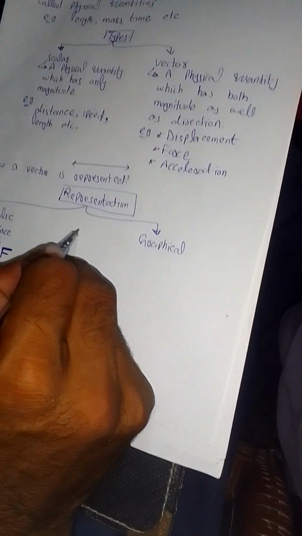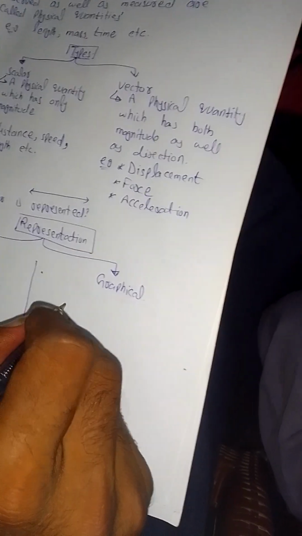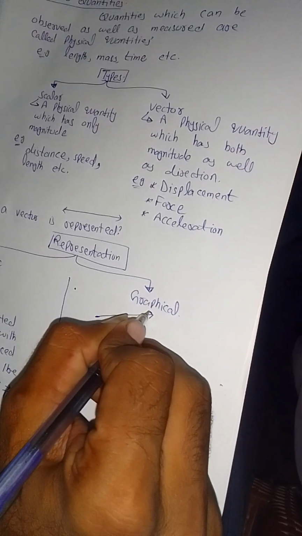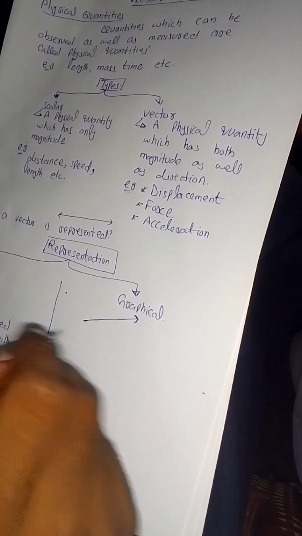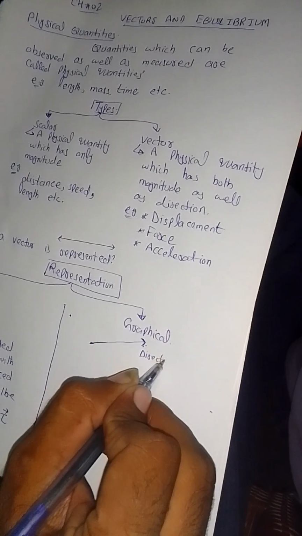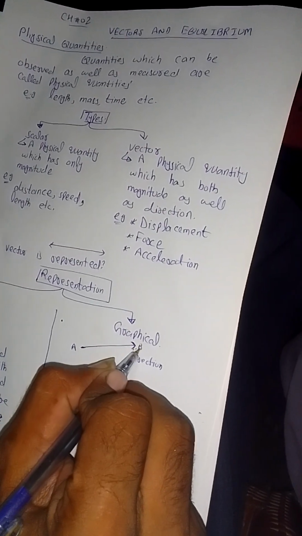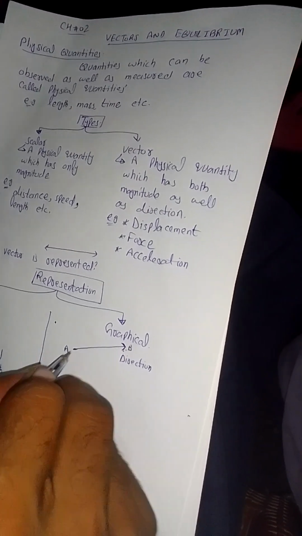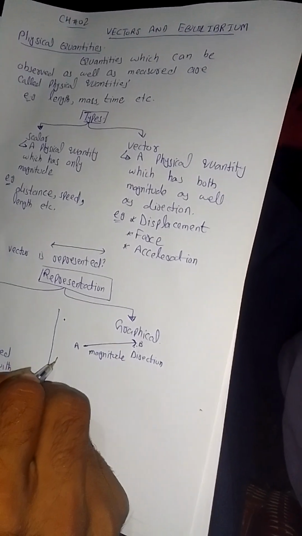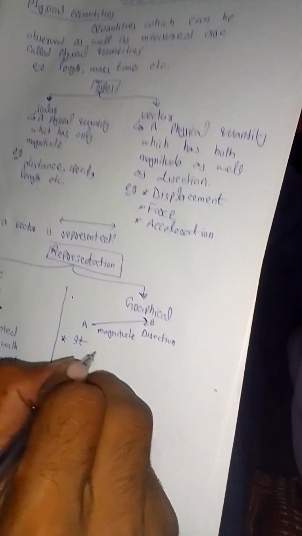Now we will discuss the graphical representation of a vector. It is represented by a straight line with an arrowhead at one end. The arrowhead represents the direction of the vector, and the length of the line AB represents the magnitude of the vector. We can write it. It is the graphical representation of a vector.